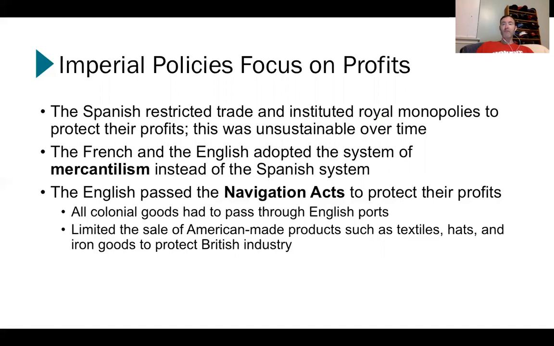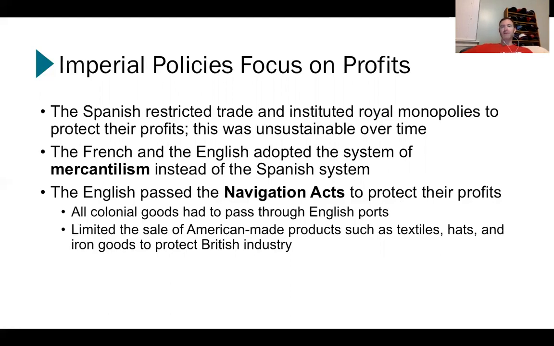And so therefore, other European countries that really started to colonize after the Spanish in larger amounts, the British and the French, as you can see, or English, excuse me, they're going to be like, that system doesn't work.